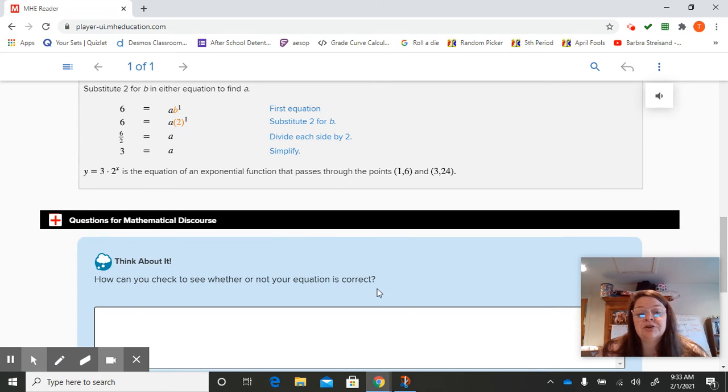How can you check to see whether or not your equation is correct? Write that down in your notes and have it ready to go for later.